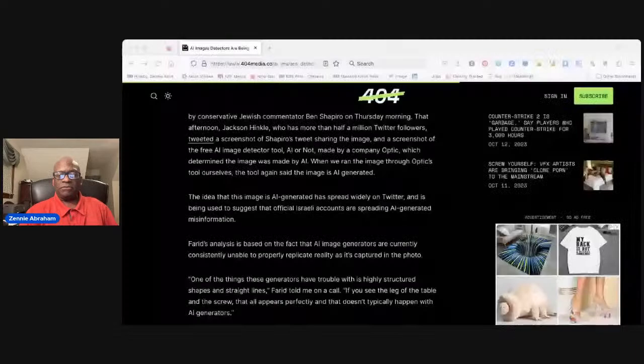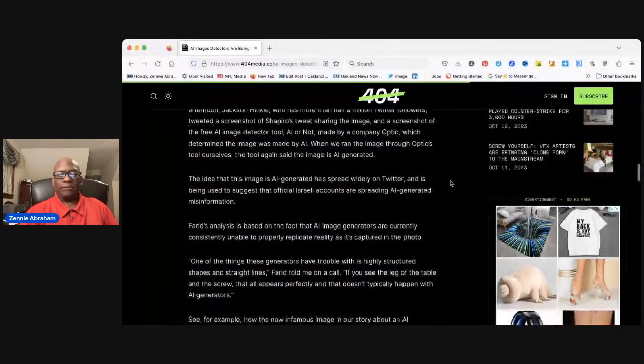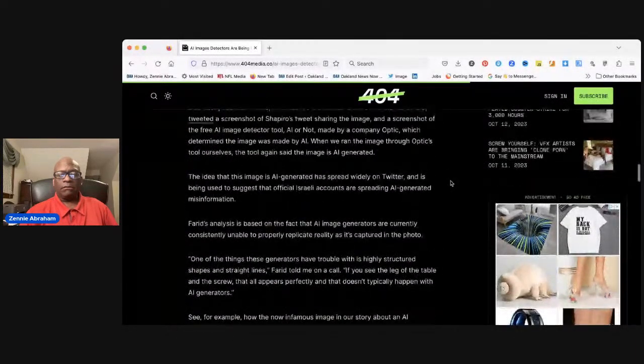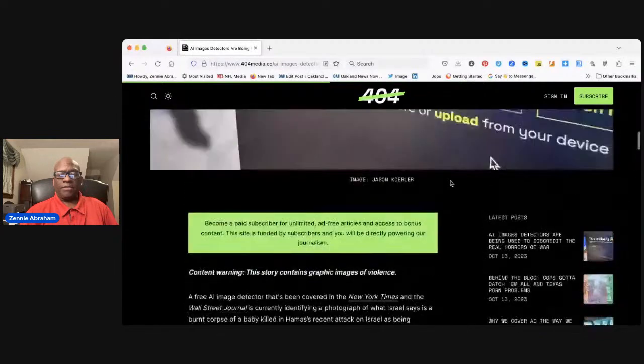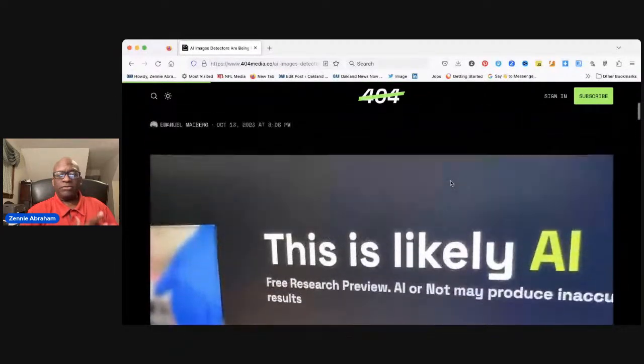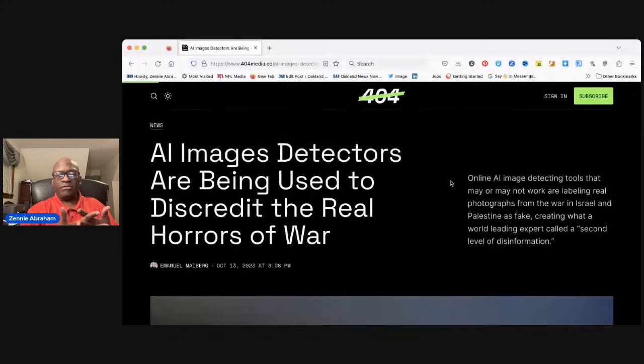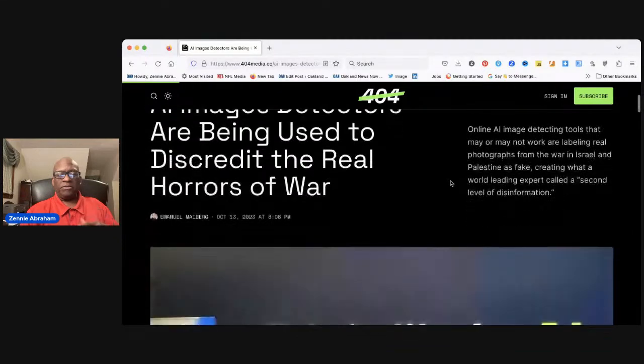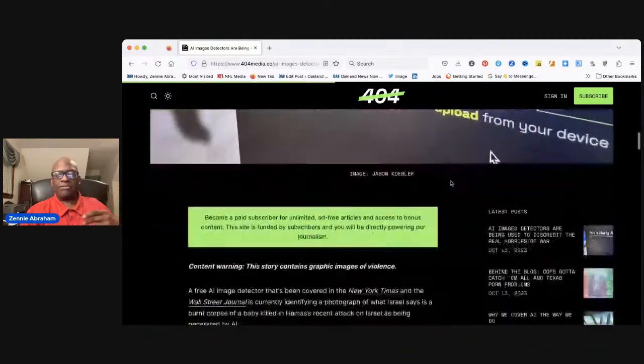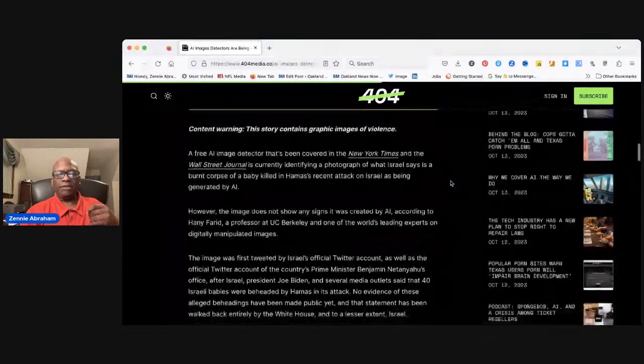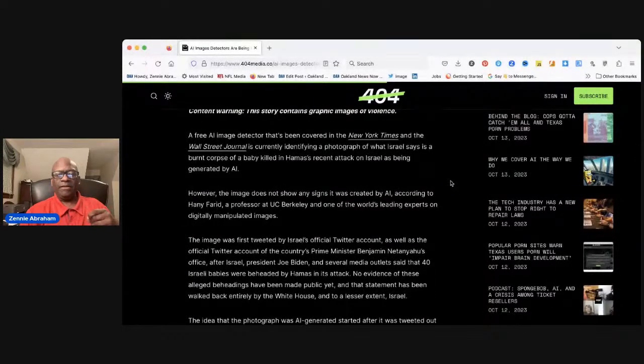Okay, folks, as I was saying, this is horrifying. This is something called 404 Media here, and it says AI image detectors are being used to discredit the real horrors of war. I'm going to read the passage to you that's also in the text, and I want you to really think about what I'm about to tell you.